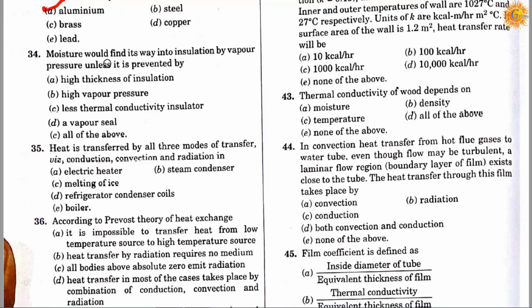Question number 34. Moisture would find its way into insulation by vapor pressure unless it is prevented by option A, high thickness of insulation; option B, high vapor pressure; option C, less thermal conductivity insulator; option D, a vapor seal; and option E, all of the above. Correct answer is D, a vapor seal.